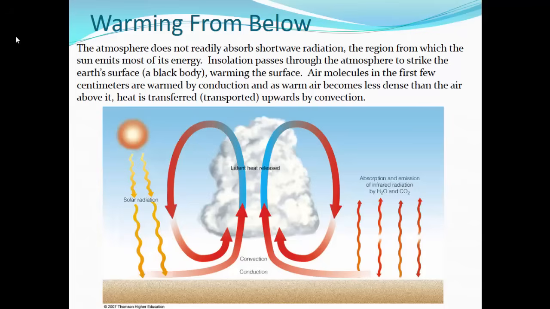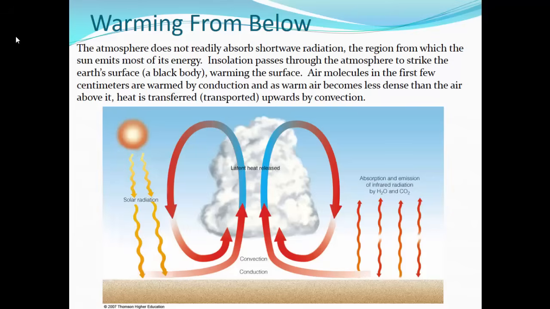Air molecules in the first few centimeters are warmed by conduction. So literally 1, 2, 3 centimeters of air close to the Earth are warmed by conduction. As warm air becomes less dense and rises, heat transferred by convection also warms the air above it. And then, of course, the Earth radiates long-wave radiation to be absorbed by those selective absorbers. So the atmosphere is not heated from above. It's literally heated from below. First, the Earth has to heat up, and then the atmosphere heats up the first few centimeters by conduction, then the rest of the atmosphere by convection and radiation.